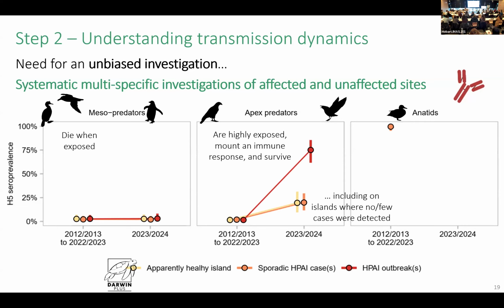And also importantly, we had some cases in those birds, including on islands with no detected cases. So we can really use them as sentinels. We might have missed a dead seal, but a skua wouldn't have missed a dead seal. So we can use them to track the pathogen this way.